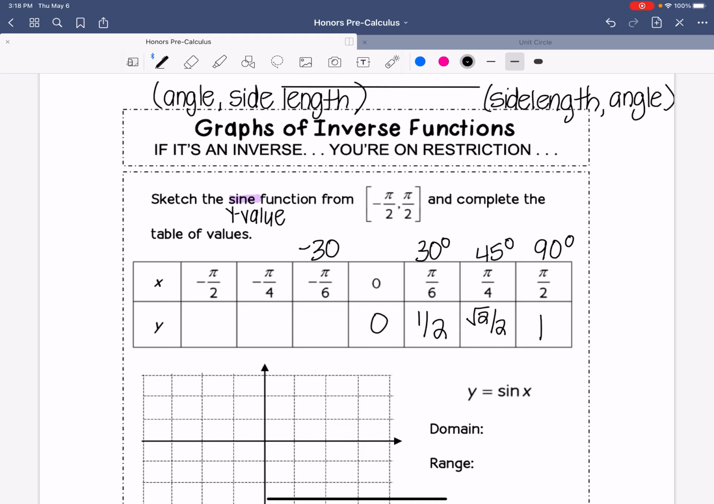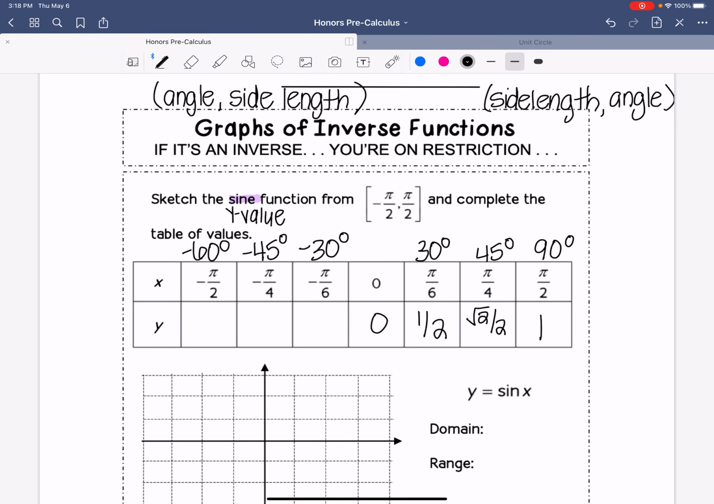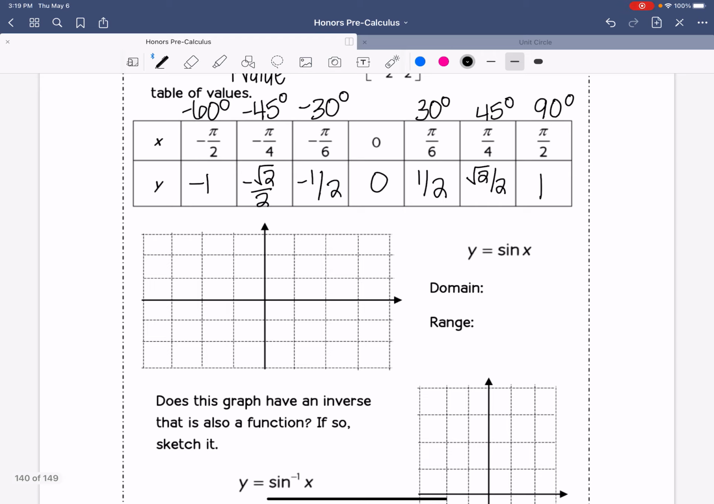So then we have negative 30 degrees, negative 45 degrees, and negative 60 degrees. So remember, we used negative 30 degrees, the same thing as 330. So we're going to be using negative 1/2 here. Then we have negative square root of 2 over 2, and we have negative 1.